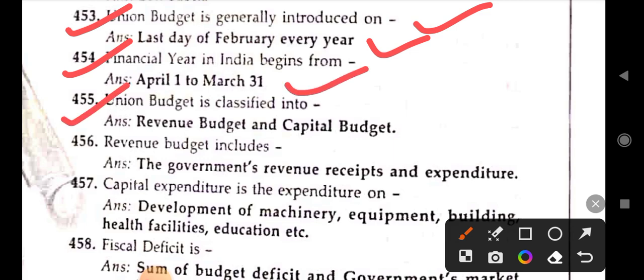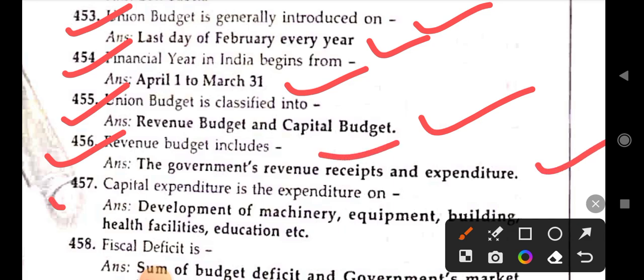Union Budget is classified into revenue budget and capital budget. A revenue budget includes the government's revenue receipts and expenditure. Capital expenditure is expenditure on development, machinery, equipment, buildings, health facilities, education, etc.